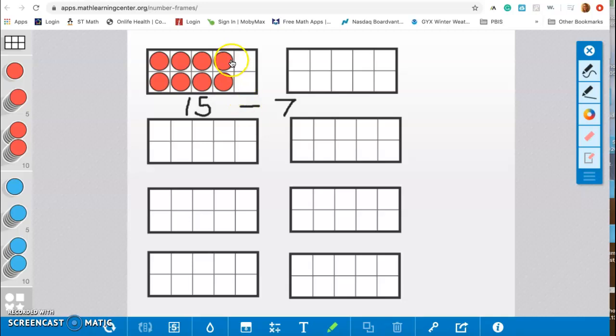So if I look at my strawberries, I'm going to move this one up here, because I like it when my 10 frame has a whole 5 filled in on the top. So I have 1, 2, 3, 4, 5, 6, 7, 8. So I have 8 strawberries left that I can eat another time. So I'm going to write down that equals 8.